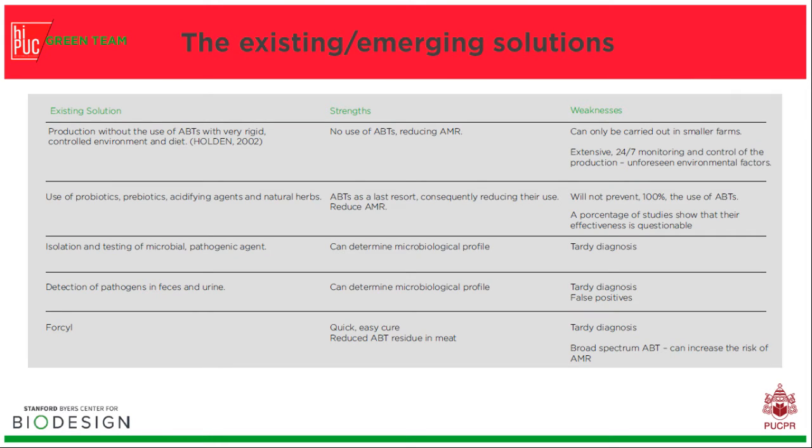Here you can see a table of the solutions that already exist. Production without the use of antibiotics, with very rigid, controlled environment and diet, is great, but can only be carried out in smaller farms and requires extensive control of the production. The use of probiotics, prebiotics, acidifying agents, and natural herbs can complement, but not replace antibiotic use. Isolation and testing of microbial agents would be great, but would only provide late diagnosis, as well as detecting pathogens in feces and urine. And the medication Forcil is a quick solution and has reduced concentration in meat, but is still an antibiotic.